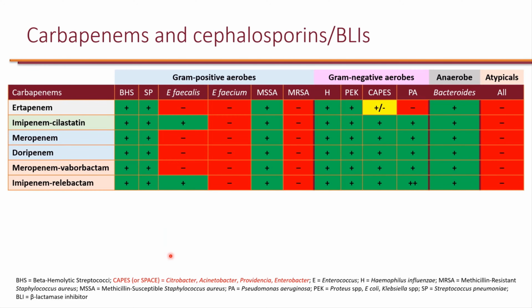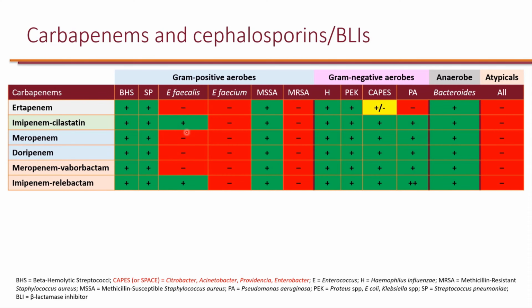Now let's take a look at the spectrum of activity of carbapenems and cephalosporins. Essentially we have ertapenem, which has a narrower spectrum of activity compared to other carbapenems, and the reason is ertapenem does not have activity against Pseudomonas. Now all of them are active against Bacteroides, and all of them are active against MSSA, but none of them are active against MRSA. Imipenem has really good activity against pretty much most of the clinically important organisms, including Pseudomonas.